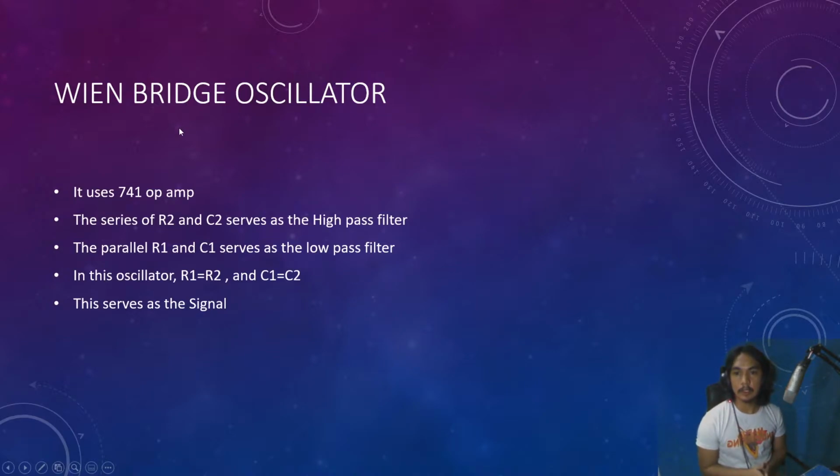The Wien bridge oscillator uses a 741 op amp, or operational amplifier. The series R2 and C2 serve as the high pass filter. The parallel R1 and C1 serve as the low pass filter. In this oscillator, R1 is equal to R2 and C1 is equal to C2. These serve as the signal.